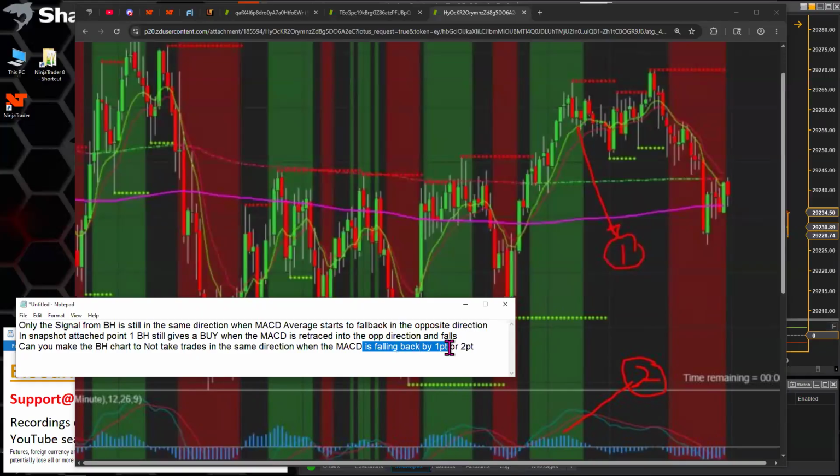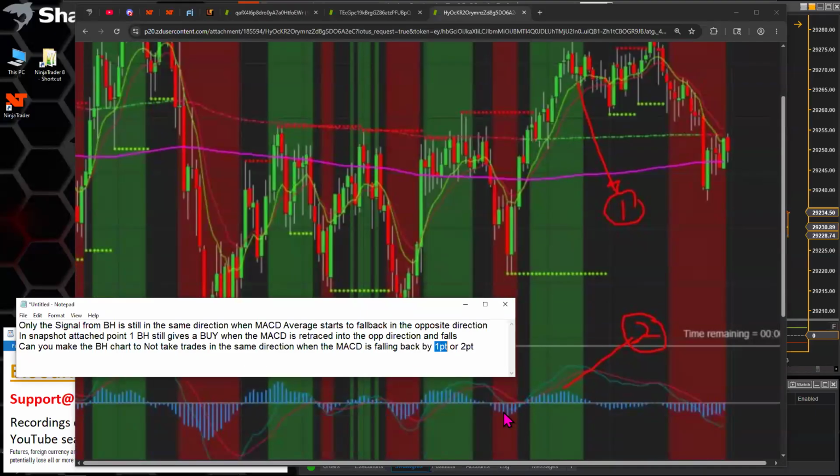is falling back by 1 point, and again, I just want to emphasize, guys, computers can't arbitrarily make a decision of 1 or 2 points. Humans do that, but computers do not. So you've got to pick something here. It's either 1 point or 2 points, so we'll just go with 1 point. If the MACD basically falls back, or pulls back by at least one value, 1 point, then eliminate the output.